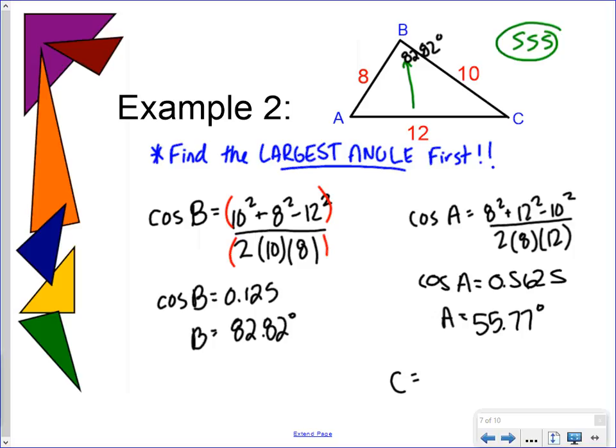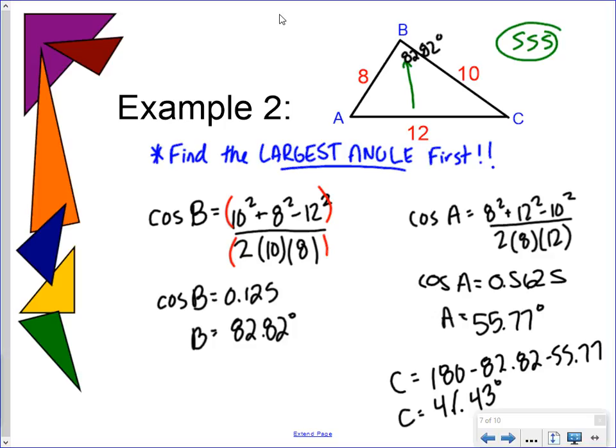And then at that point, C would be pretty easy. 180 minus 82.82 minus 55.77. Can anybody get me a number for C? 41.43. And even if you solved a different angle first, if you did law of sines, you should come up with the same angles. Are there any questions about that that we should talk about?